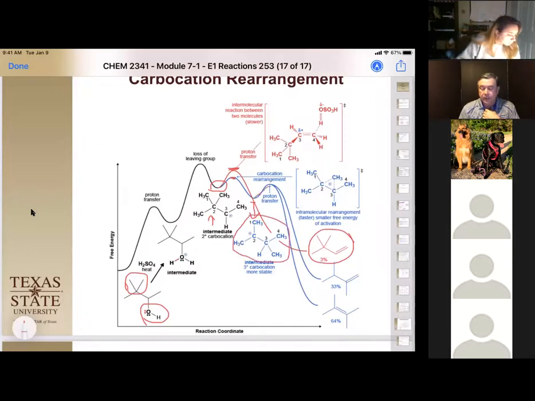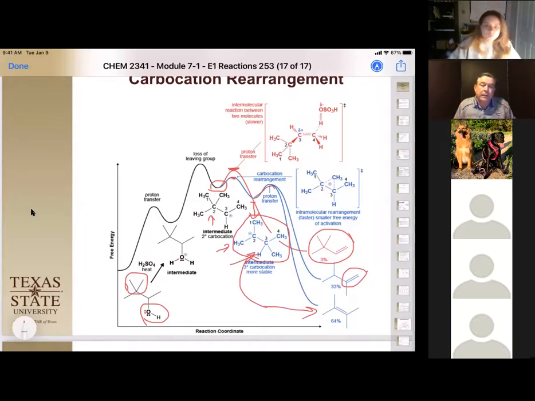And then, of course, it can act as a base. Depending on which proton comes off, it can remove this proton, which is the tertiary proton, or it can remove one of these out here, which is a primary proton. That primary proton would give us our alkene out here that's di-substituted. But if it removes this one right here, it gives us a tetrasubstituted product.